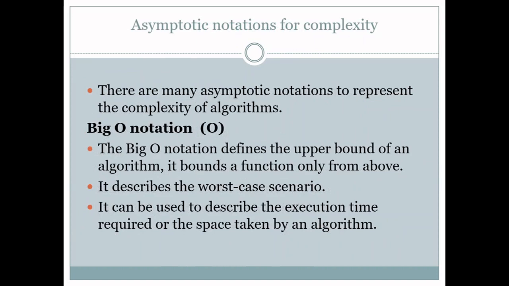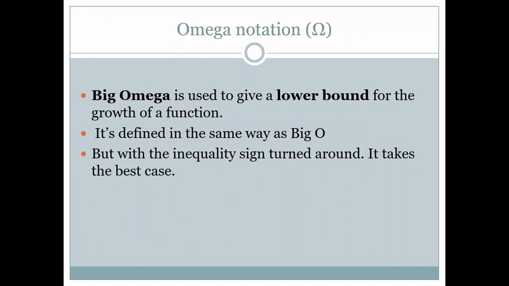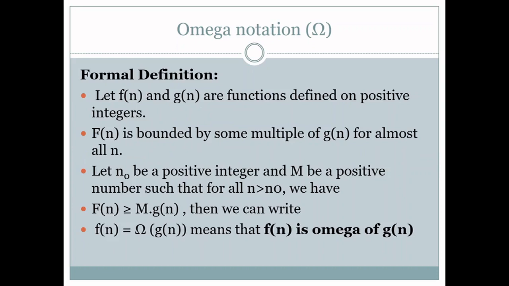Asymptotic notations are represented for a function f of n. Big O is the commonly used representation, which takes the upper bound or the worst case, and it is represented as f of n is less than or equal to m dot g of n, that is, f of n equal to order of g of n. Then we have the omega notation, which takes the best case or the lower bound. In that case, f of n is greater than or equal to m dot g of n, and we can say f of n equal to omega of g of n.